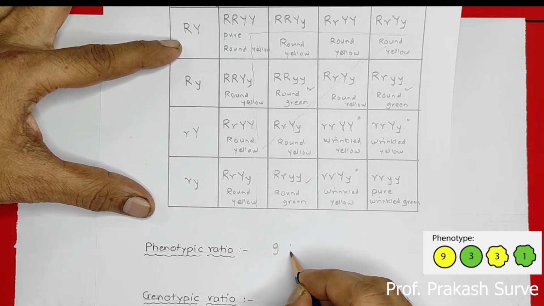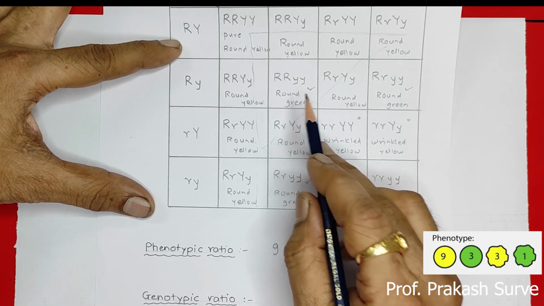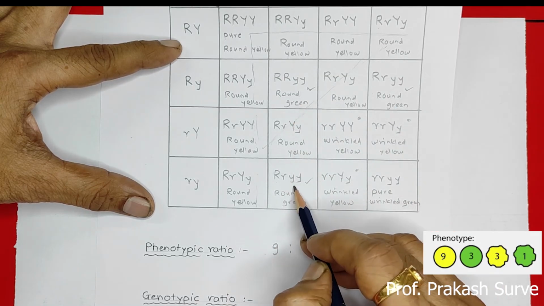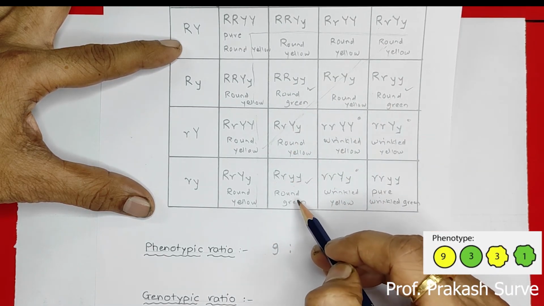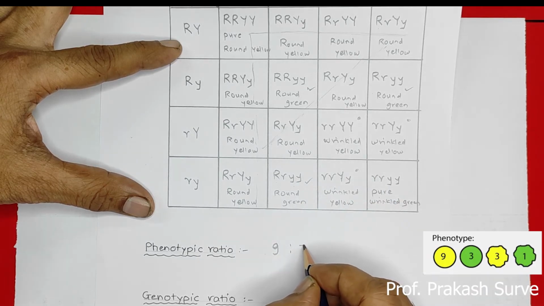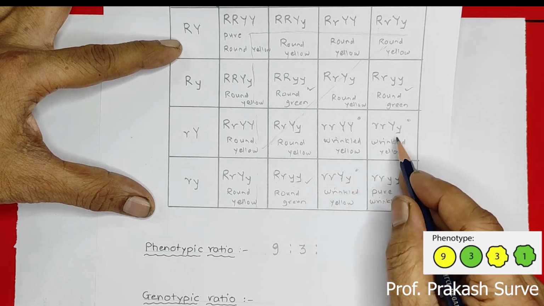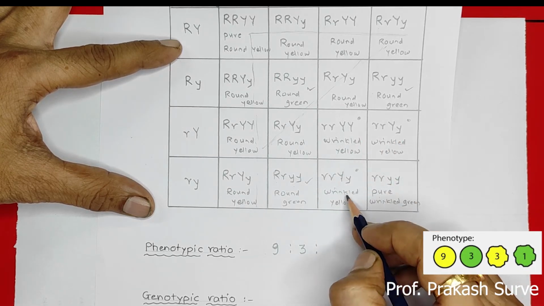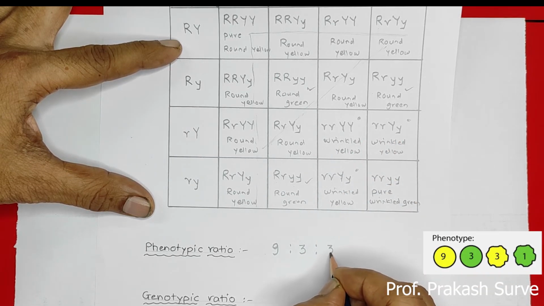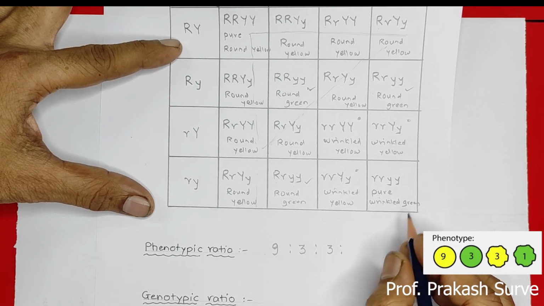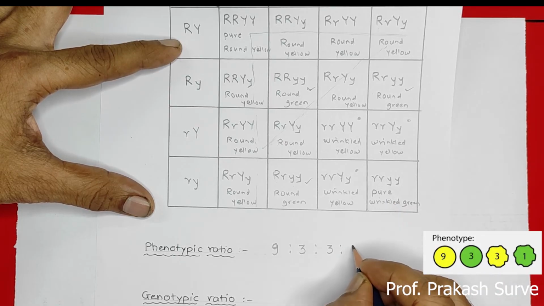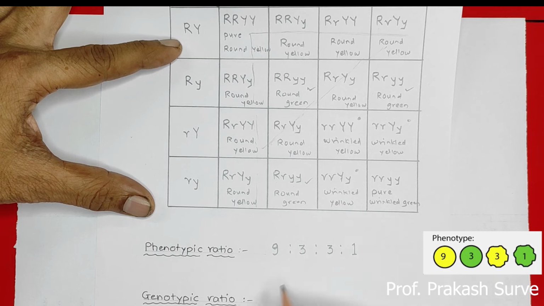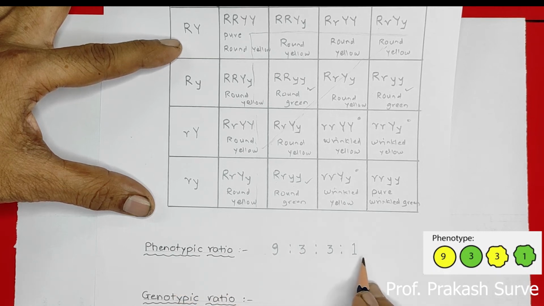Next is the round and the green seed. 1, 2 and 3, we get the round and the green seed. So this is about the 3. These 3 are there, that is a wrinkle and the yellow. 1, 2 and 3. Wrinkle and the green seeds, sorry, wrinkle and the yellow seeds. 3. And only one is there, which is a pure wrinkle green seed.